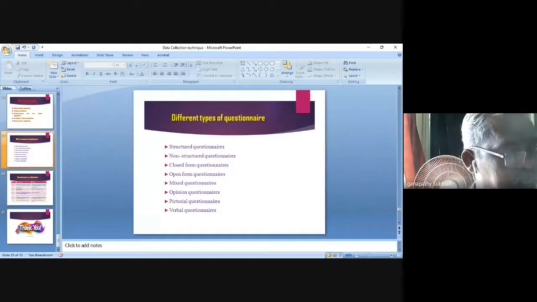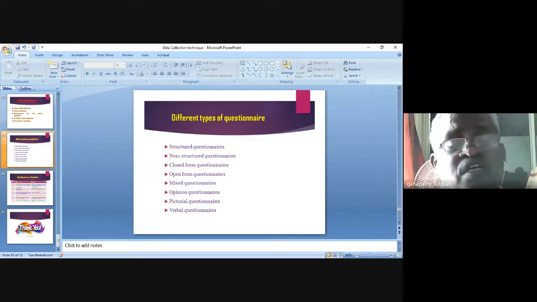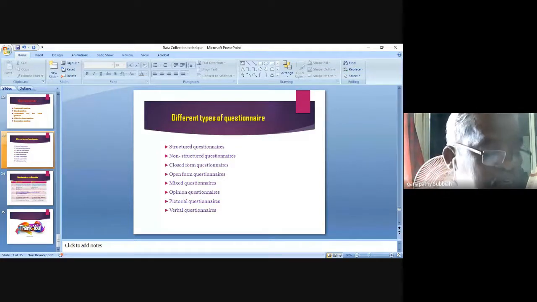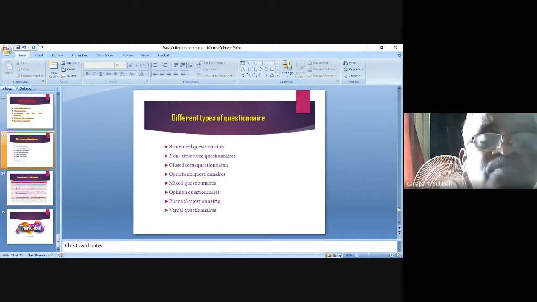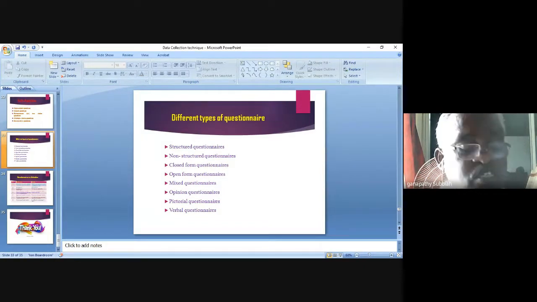Then the next important item. What are the types of questions to be avoided? Number one, leading questions. Leading questions are worded in such a way as to influence the respondent to give certain answers. The researcher has to pose questions without influencing the answer. That is a leading question.